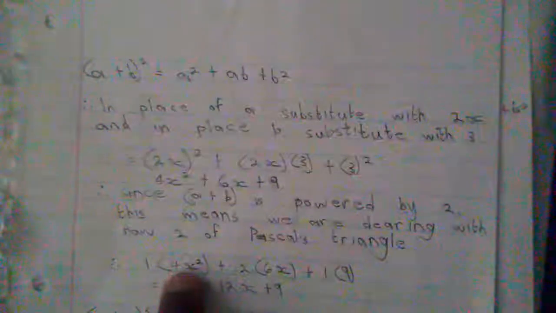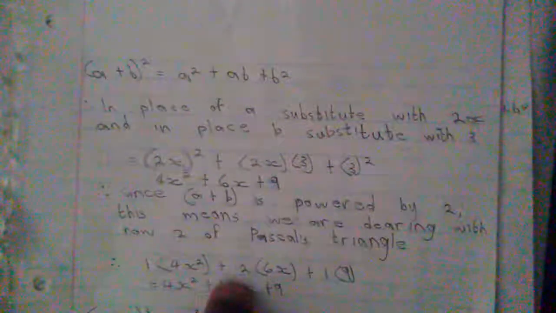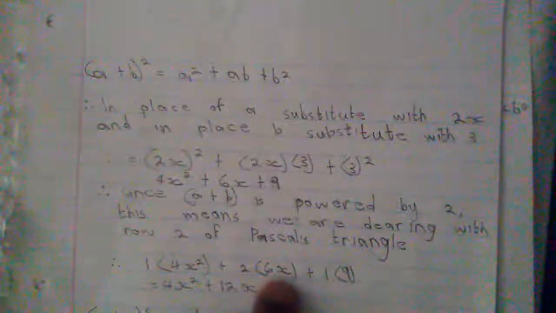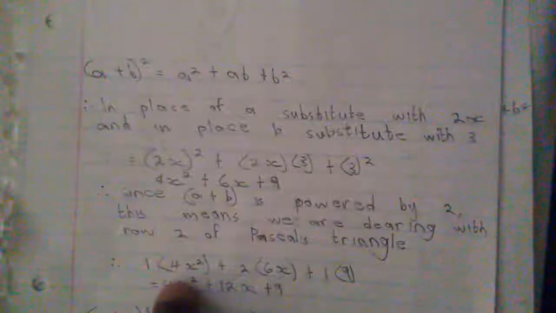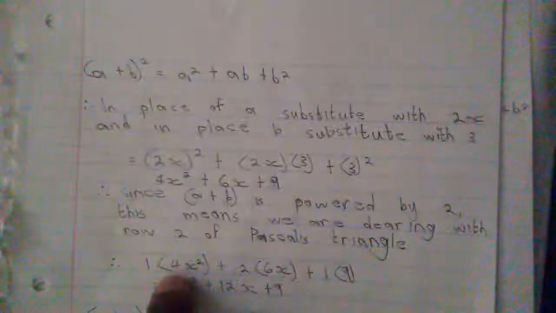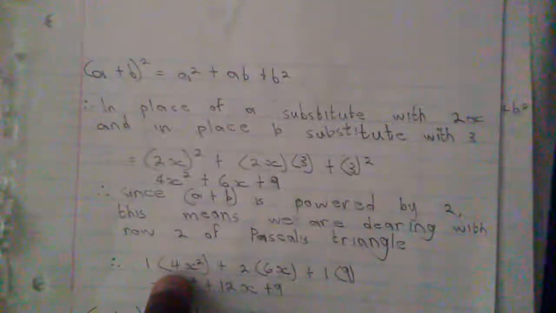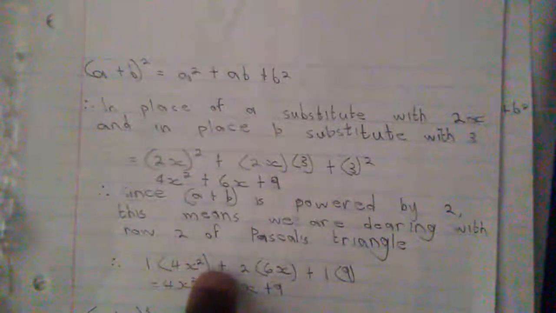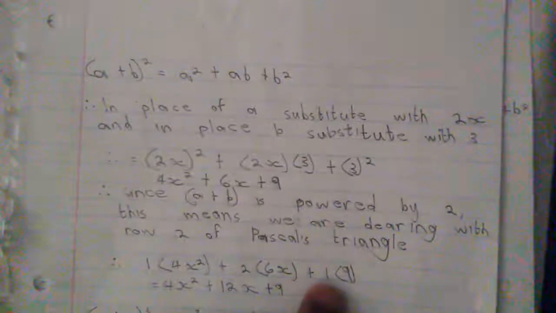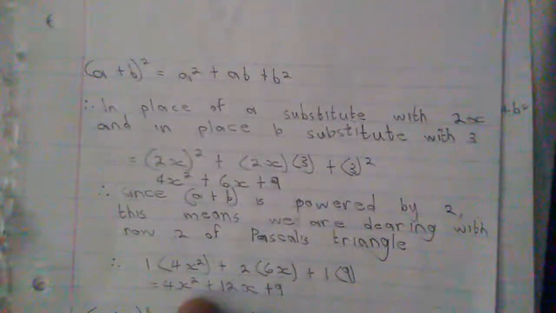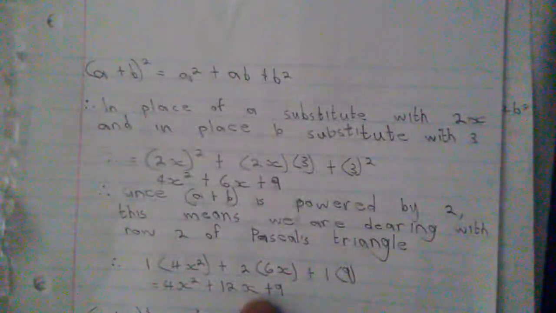So we multiply 4x squared by 1, we multiply 6x by 2, and we multiply 9 by 1, applying the coefficients of Pascal's triangle to this entire expression. From there we get an answer of 4x squared plus 12x plus 9.